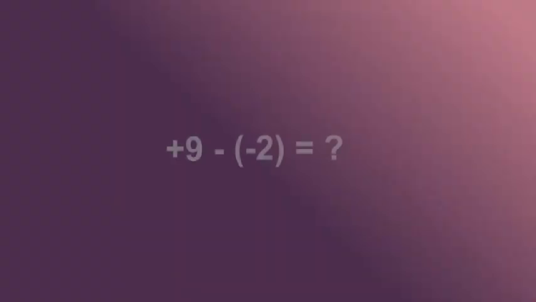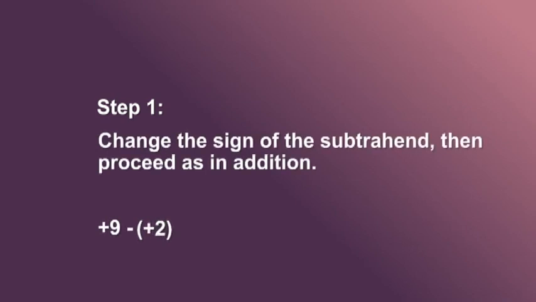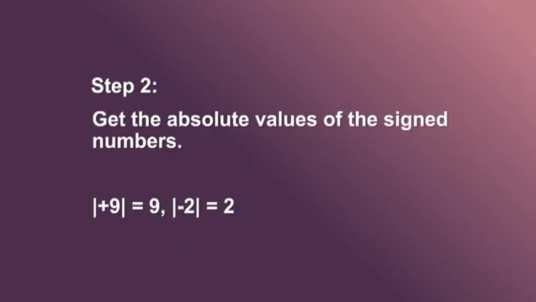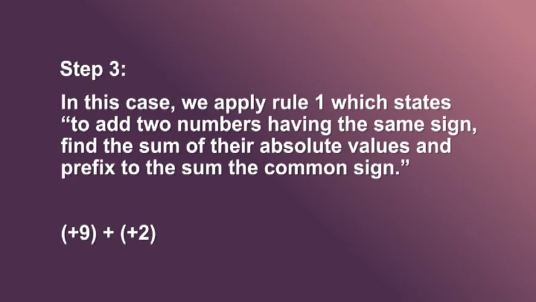Let's do one last example before we move on. Try and solve this equation with me. Positive 9 minus negative 2 equals what? Step 1. Change the sign of the subtrahend, then proceed as in addition. Step 2. Get the absolute values of the signed numbers. Step 3. In this case, we apply rule number 1, which states to add two numbers having the same sign, find the sum of their absolute values and prefix to the sum the common sign. Did you get positive 11 as your answer?